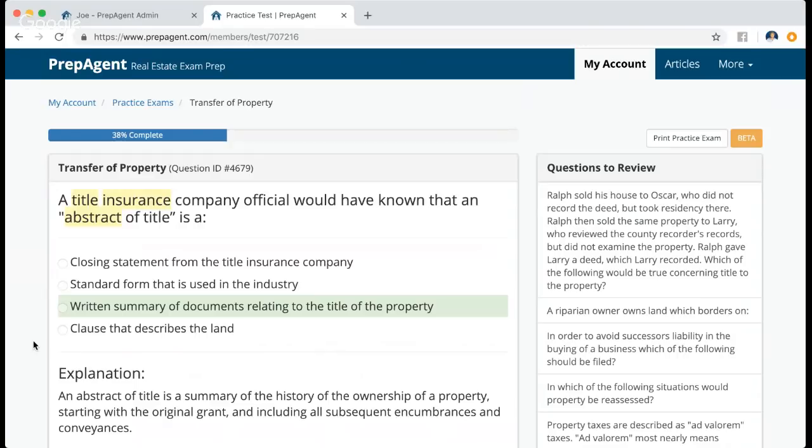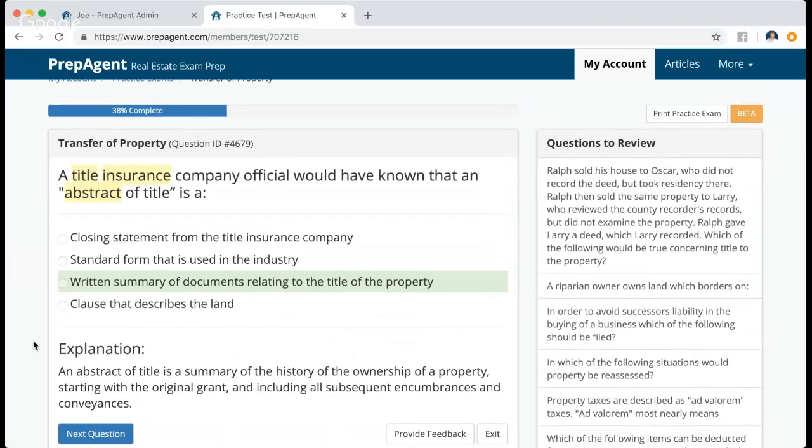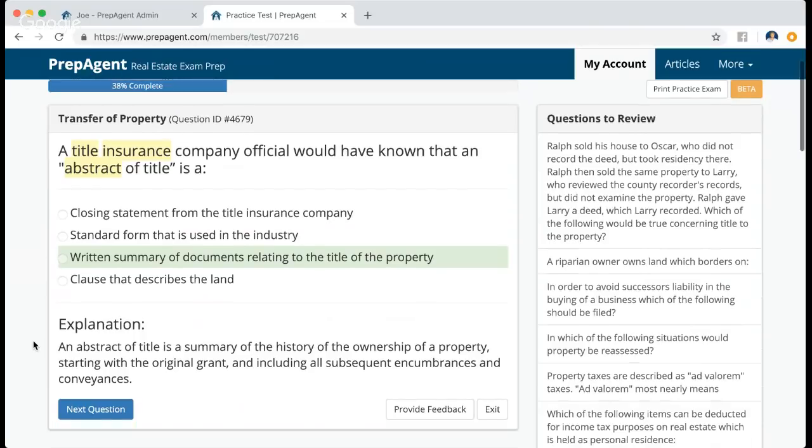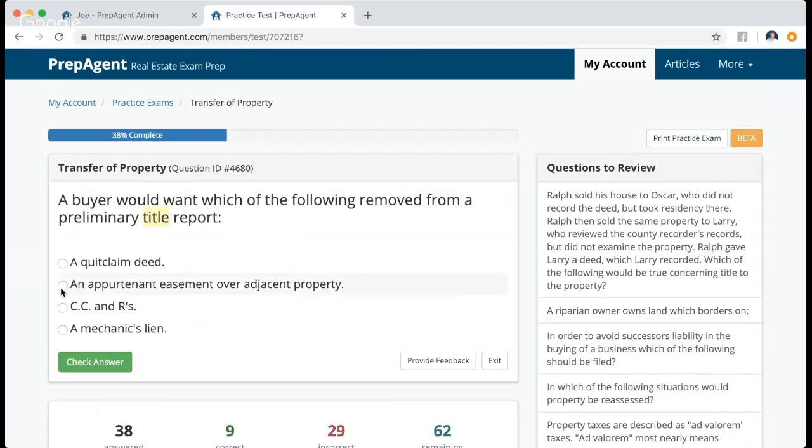Okay, written summary of documents relating to the title of the property. So Amanda, abstract's a summary. A chain is more specific than that. That's the history of ownership, whereas the abstract incorporates a lot of different things.